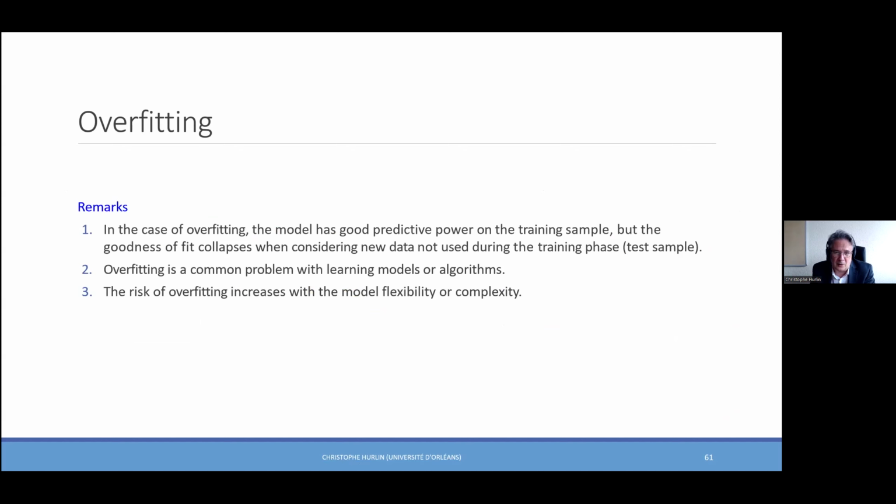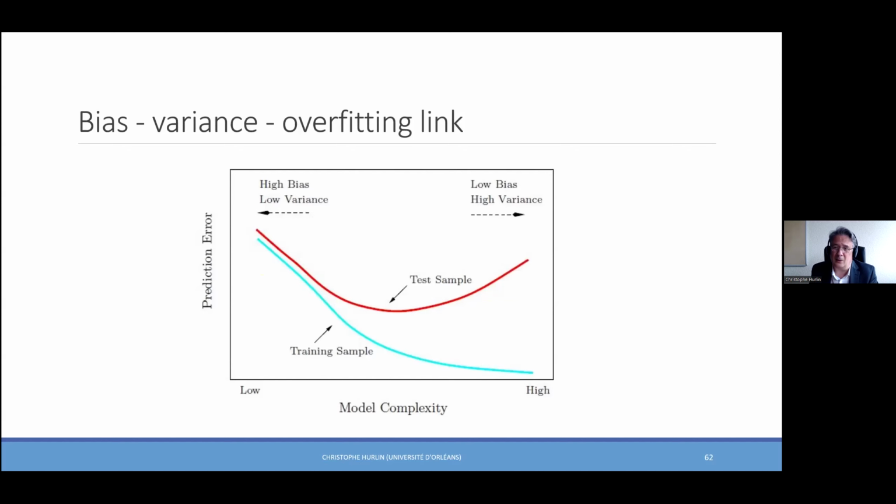So the problem with overfitting is the fact that your model has good predictive power on the training sample, but the goodness of fit collapses when considering new data, so in a test sample. Overfitting is a common problem with learning models or algorithms. It is a basic problem of all machine learning algorithms, and it is related to the flexibility, the complexity, of your model. Okay, what is the idea? Okay, let me illustrate on this axis.